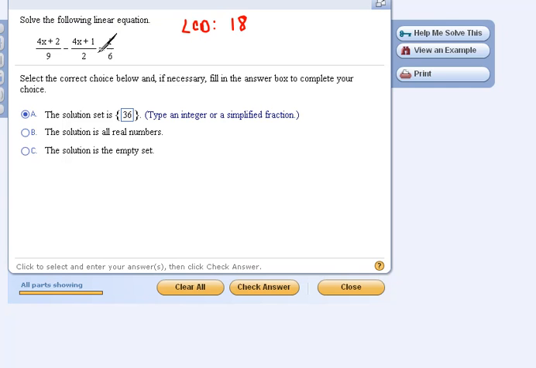Now what I'm going to do is rewrite this problem, the (4x + 2)/9 minus, but I'm going to leave a little bit of space and put the (4x + 1)/2 equals, and then the 1/6. I rewrote this and left a little bit of space between the terms so that I could show that I'm multiplying through by the common denominator. The common denominator here was 18, so I'm going to show that I'm multiplying every single term by that 18. Now, if you'll remember, whenever you're multiplying fractions, you can always do some canceling to begin with.